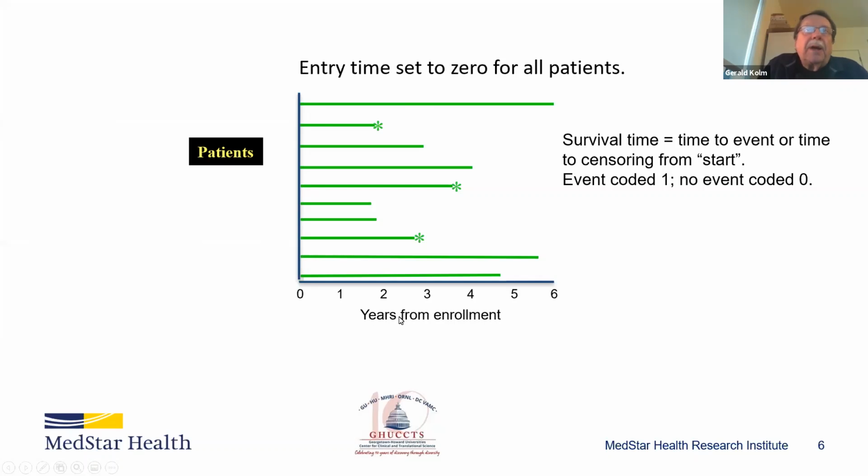it might be years from randomization, or years from whenever, if they were undergoing some procedure, was done. And the time here is usually expressed in years or months. Once in a while, it might be days. And when we analyze this data, if the patient experiences the event, we code it as a 1. If they have no event, we code that as a 0 for analysis.